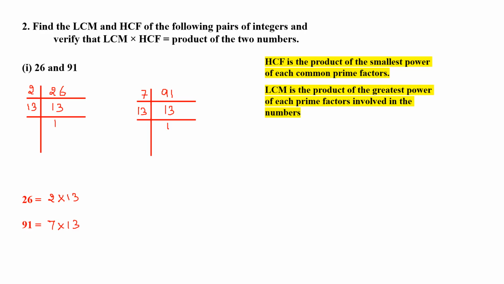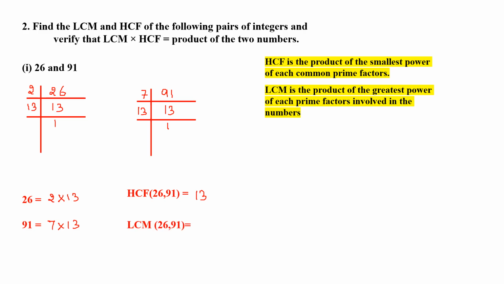So HCF is the product of the smallest power of each common prime factor. So if you see here, first of all, you have to identify which is the common prime factor. So you can see the common prime factor is 13. And you have to take the smallest power of that. So in both the power is 1. So the smallest power will also be 1. So for HCF, it is 13. Okay, because it has got only one common prime factor, which is 13, and the smallest power is 1. So it is 13.